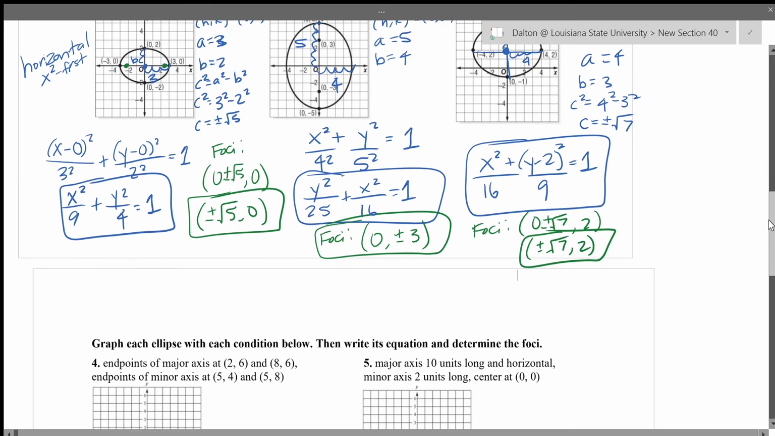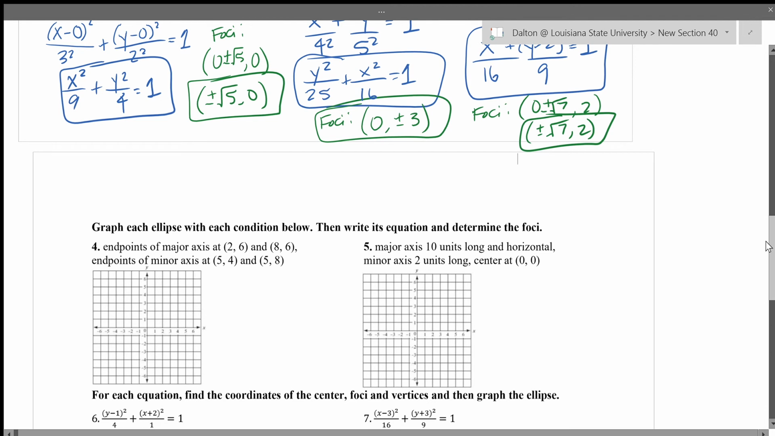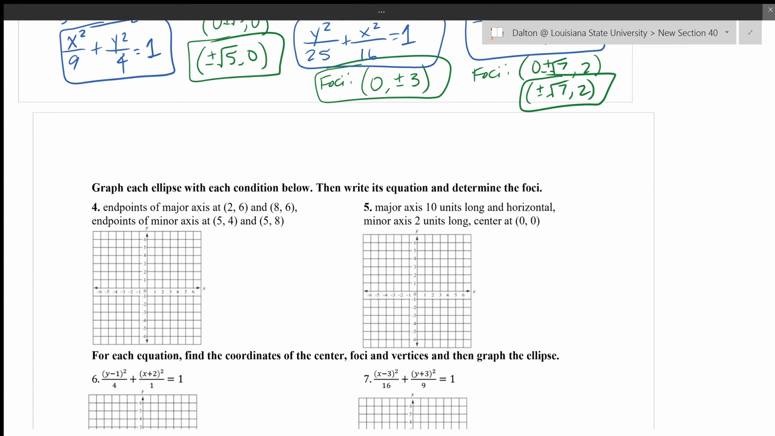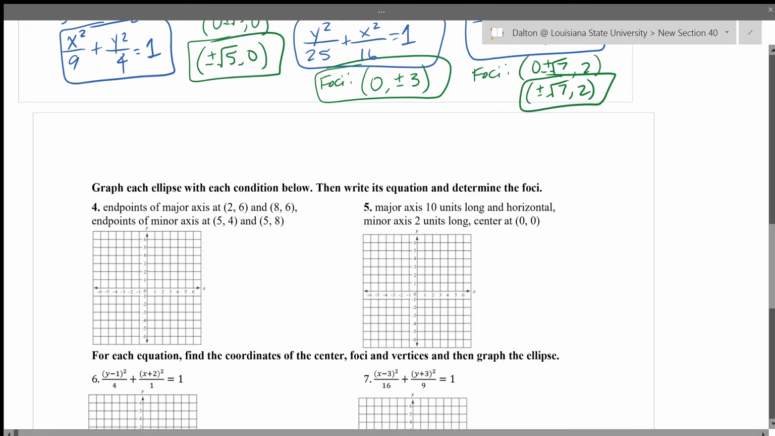Okay, on the back side, the top two questions are similar to what we just did, except instead of giving you a graph, I'm giving you just some information about the ellipse, and you kind of have to gather the rest. Okay, so for number 4, I'm telling you where all the vertices are. So we're going to graph the endpoints first. So it says endpoints of major axis are at (2, 6) and (8, 6). I apologize, these are going to be a little bit off the graph, some of them.